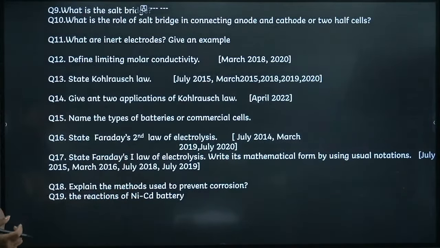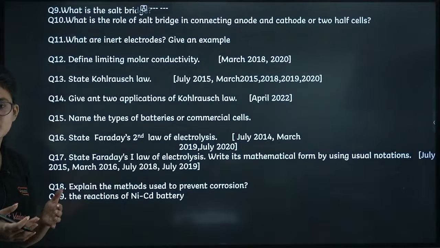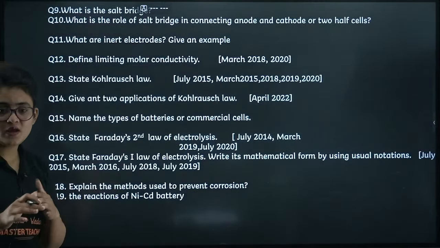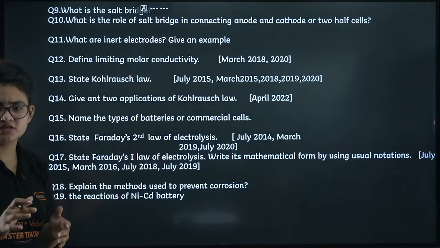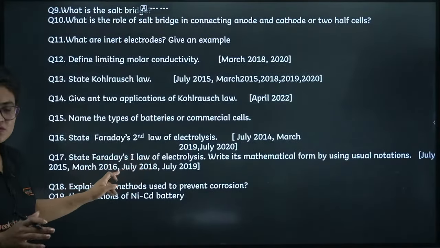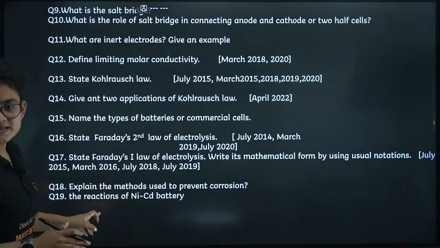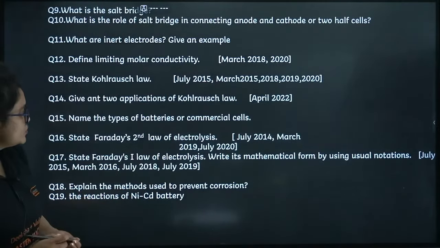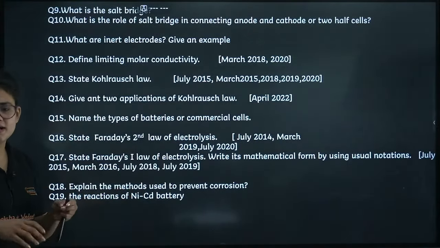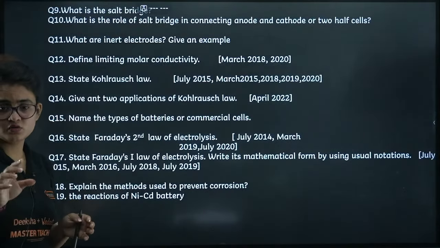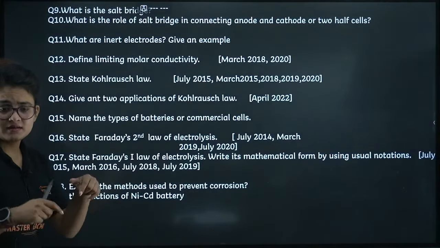Next you can see, name the types of batteries or the commercial cells. These are direct questions, you know. Faraday's first law, second law, anyone they can ask. Very common question. Usually they give the first law. You can see it has been repeated for so many years, right? Next, explain the methods used to prevent corrosion. Corrosion-related questions you can get even in the model paper.